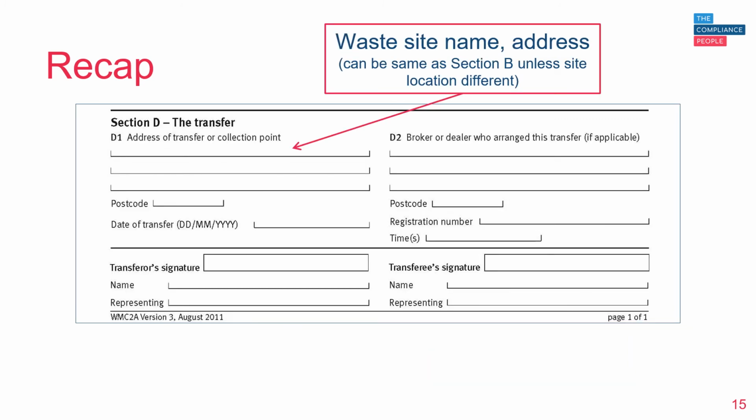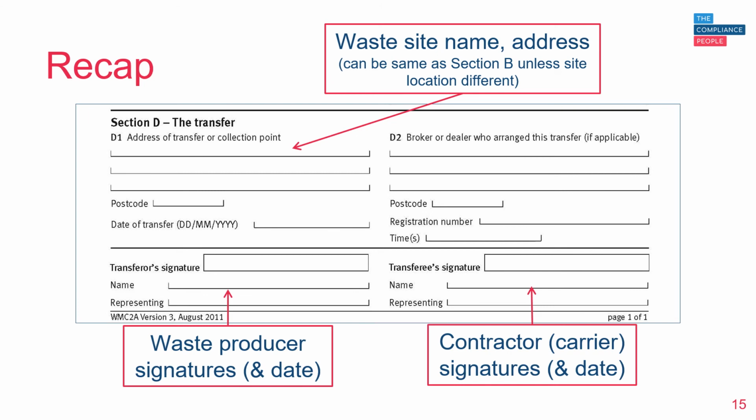We also need the waste site name in section D and the address, and this is where the transfer of waste is taking place, so where it's being collected from. And it can be the same as section B, unless the site location is different. And then finally, we need the signatures. So we need this from the waste producer or holder and the waste contractor, so the carrier of the waste. And we also need the date here too.